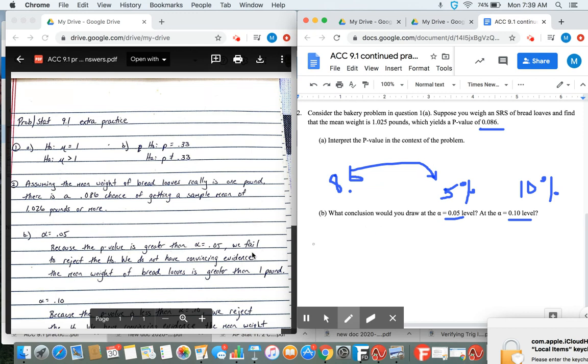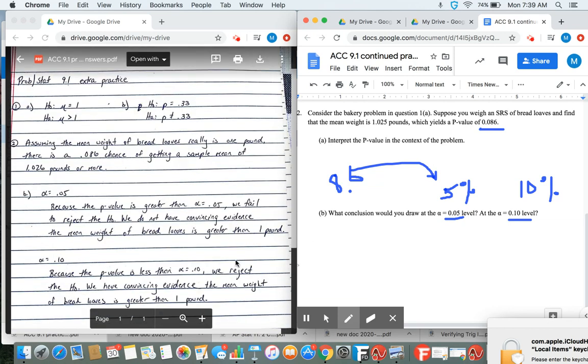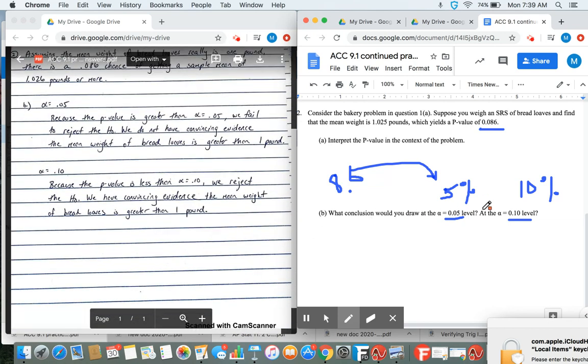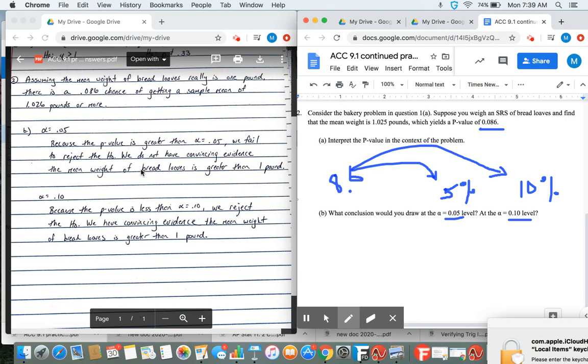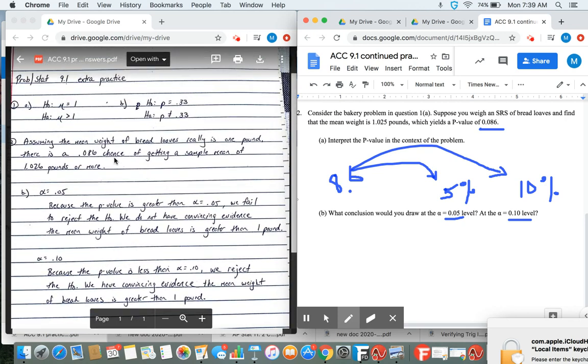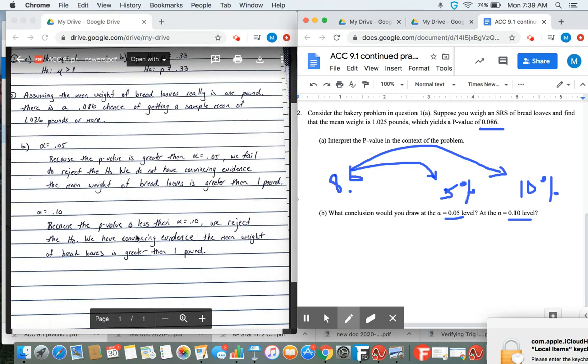All right. And then for 10%, this number now is less than 10%, which means our conclusion changes. All right. We now reject the H0. Why would we reject this idea of it being equal to 1 pound? Well, because we have evidence that the mean weight really is greater than 1 pound. Okay. So when you make conclusions, compare your p-value to the significance levels.